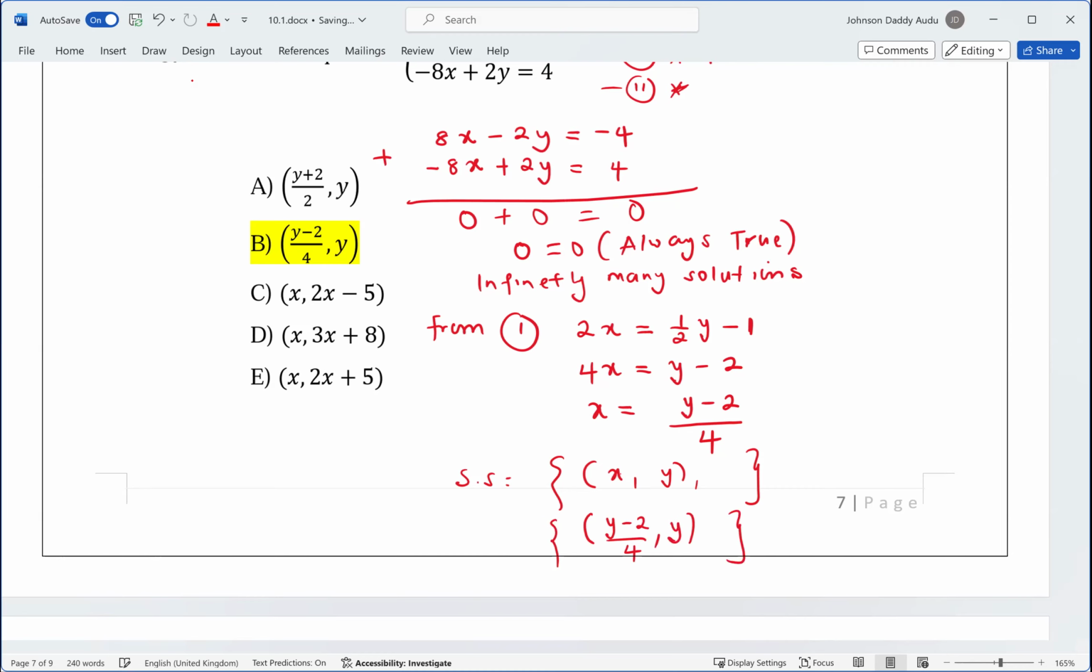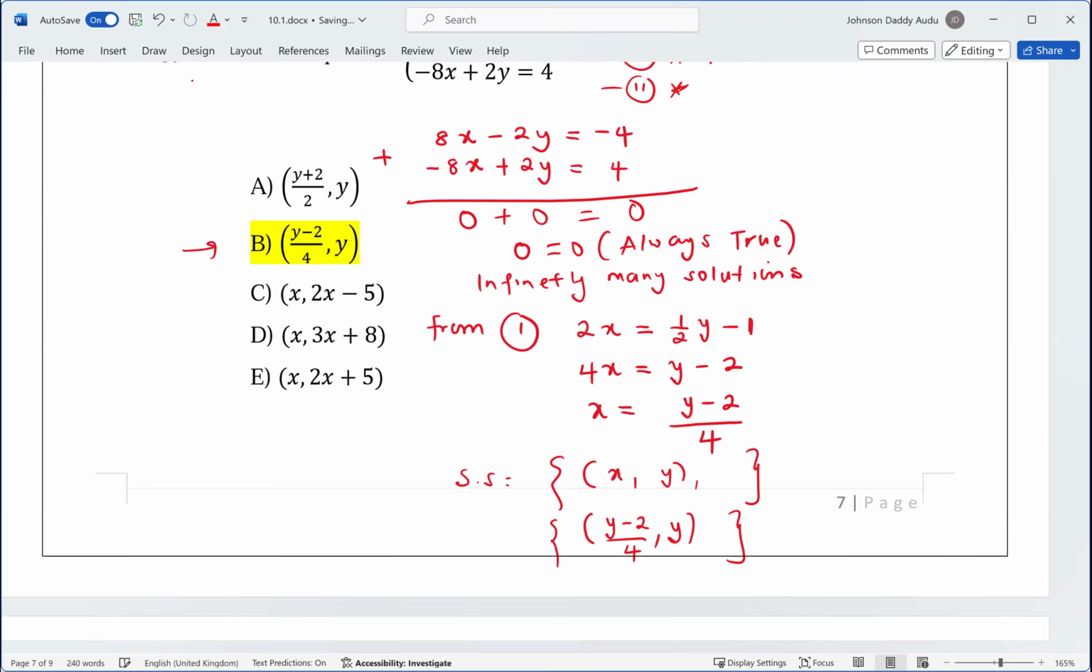But what is y here? Y here means any real number, right? So that is why you can see the answer is B. We just solve for one variable x, and then we represent. So here we are writing everything in terms of y.